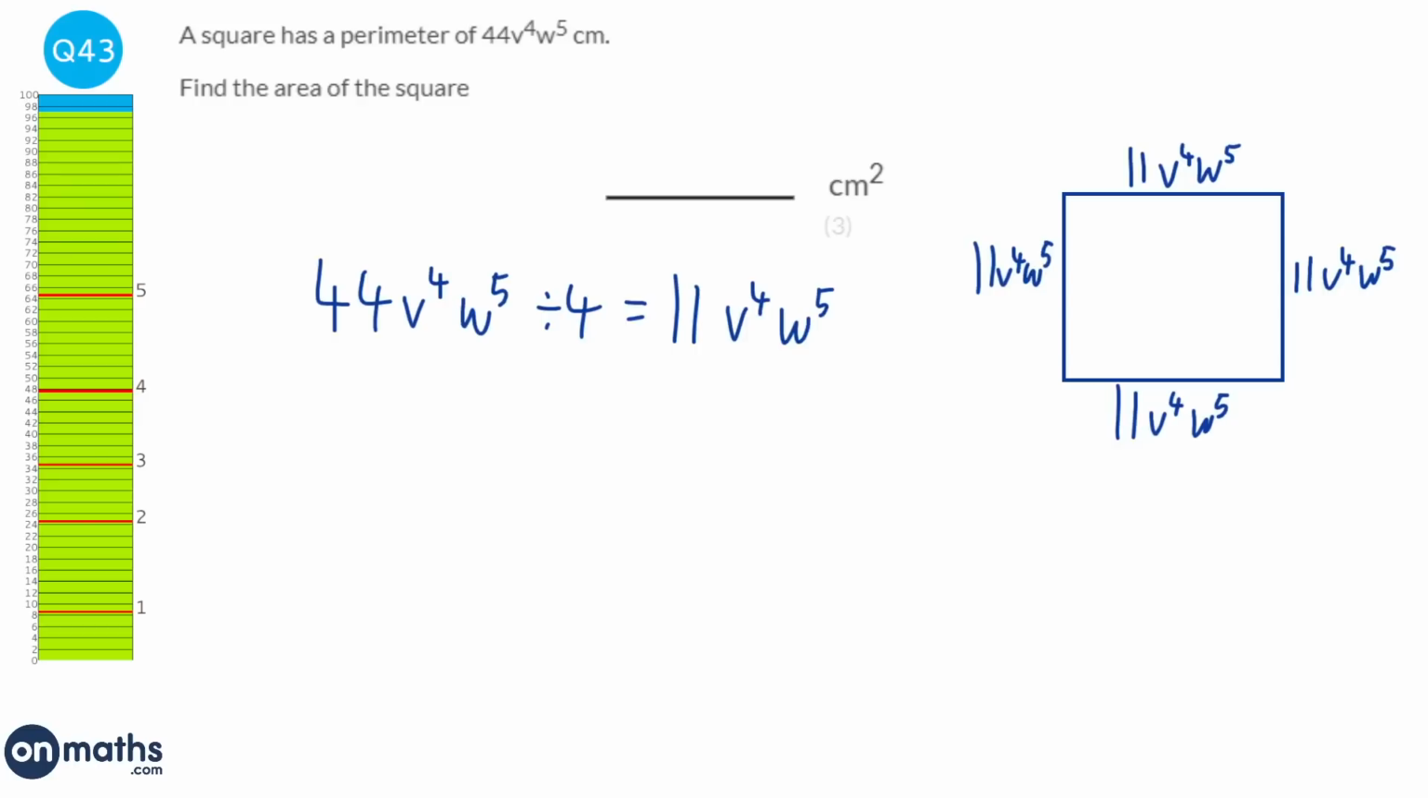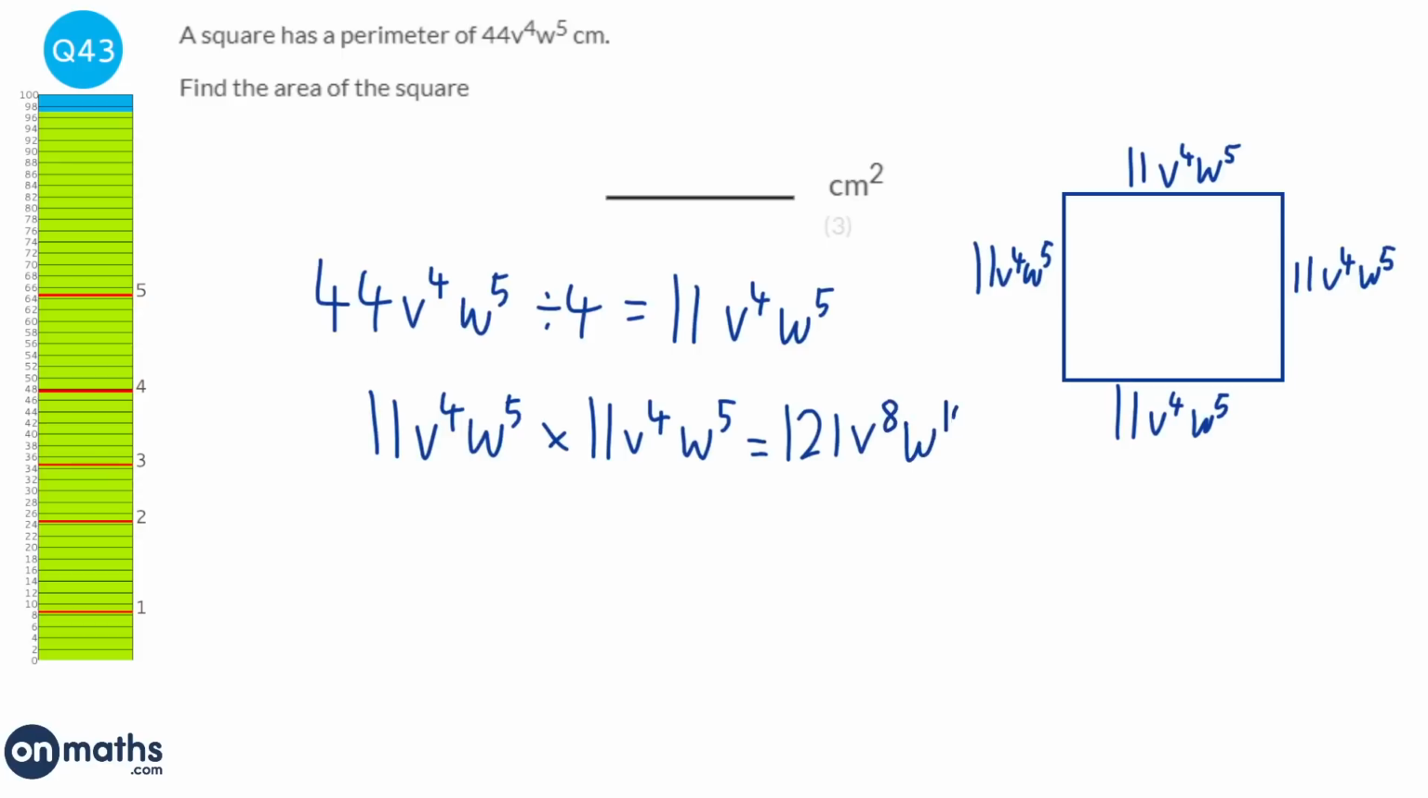And to work out what the area is, we obviously are going to square that. So we're going to do 11 v to the power 4 w to the power 5, and we're going to just times it by itself, which is what squaring means. Okay, so we're going to times the 11s together, so that's going to be 121. Going to times the v to the power 4s together, and remember with indices, if you times 2 powers of the same base, and they're both v, then we just add the powers together, so that'd be 8. And we're going to add the w to the power 5s together, so that makes 10. So it's 121 v to the power of 8, w to the power of 10.